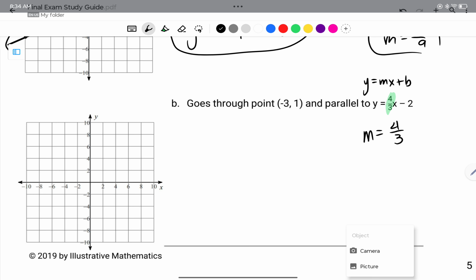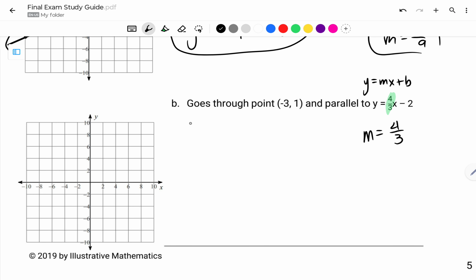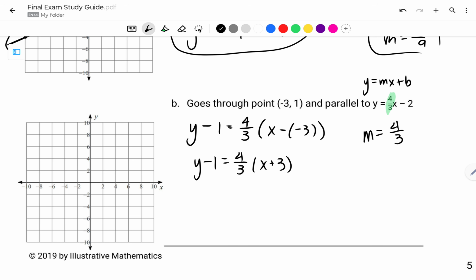So let's write my equation of a line. It's y minus this 1 equals 4/3 x minus -3. Y minus 1 equals 4/3. And if I simplify, that should be plus 3. -3 and 1 is right here on the graph.